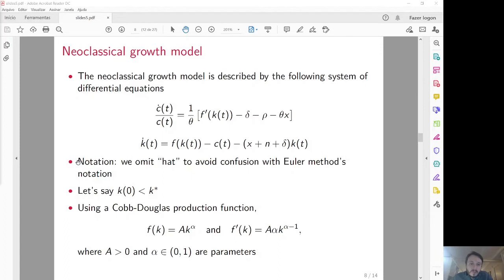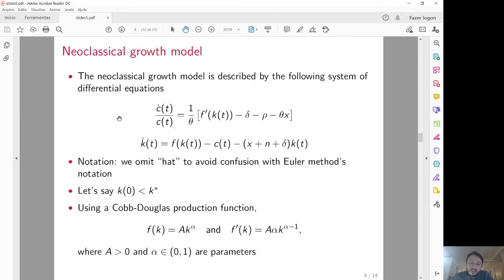So just a notation warning. In class, we used, for example, K hat to denote per capita capital in terms of effective units of labor. But just to simplify notation, let's omit the hat. Let's avoid the hat. So all variables related to the macroeconomic model, we will not use hats, because before we saw that hat also means something for the Euler method, it means the approximate variable.